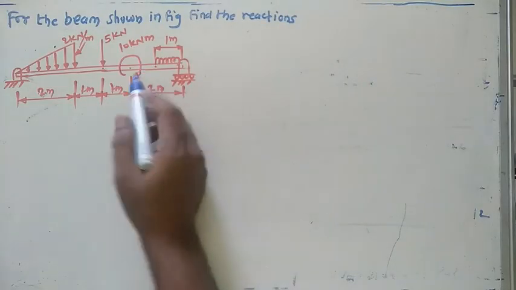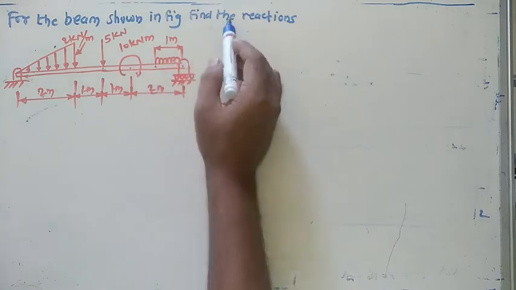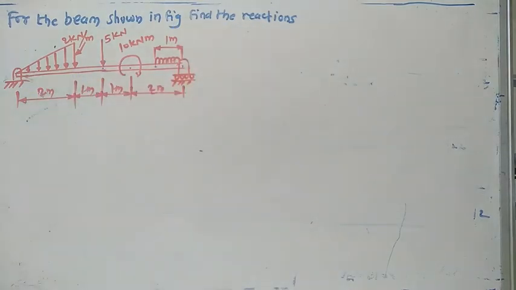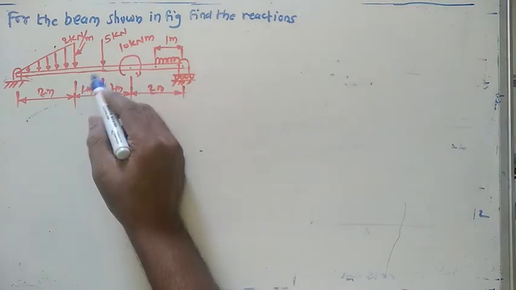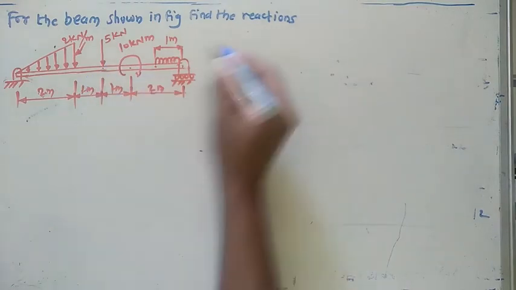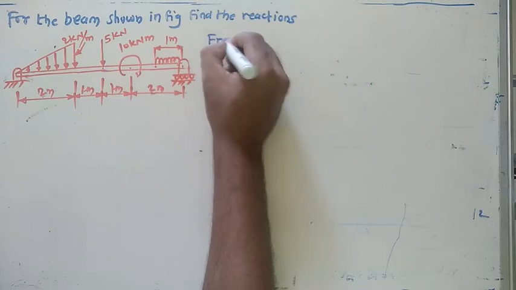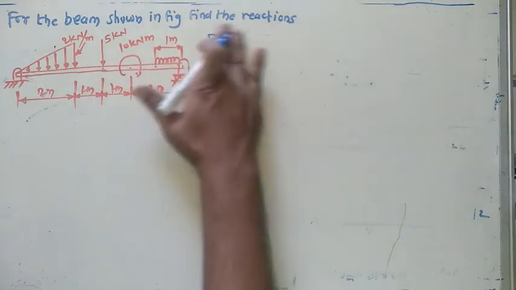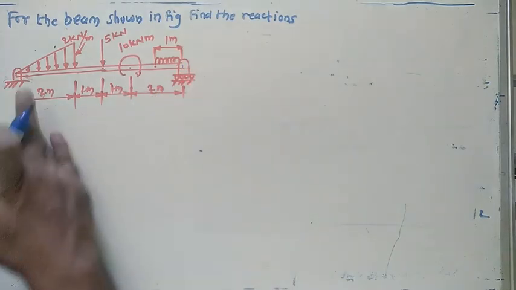So next problem: for the beam shown in the figure, find the reactions. The beam is given in this way. As per our previous discussion, first of all you have to draw the free body diagram of the given system. I'll draw this free body diagram here so that you can work out your entire problem.